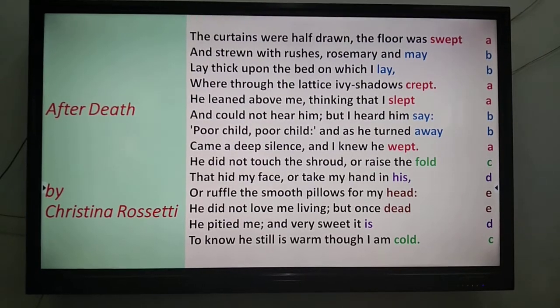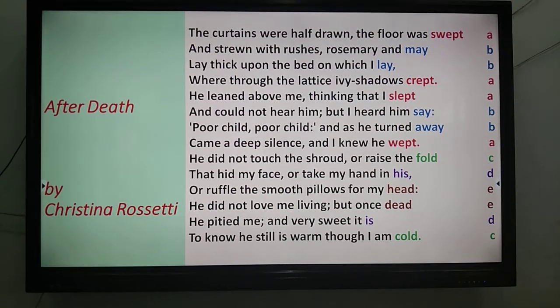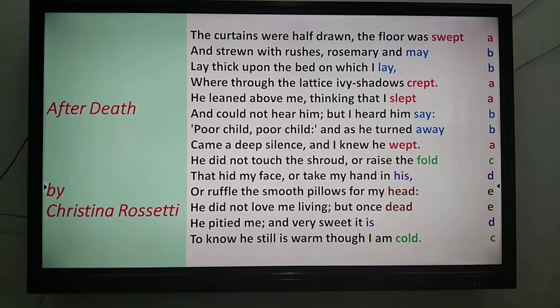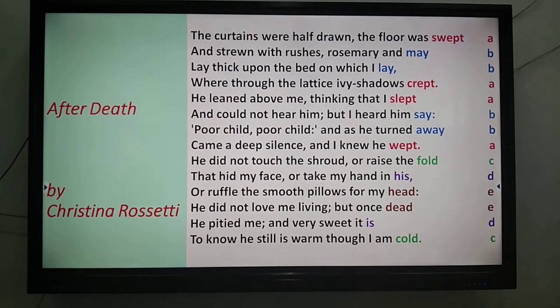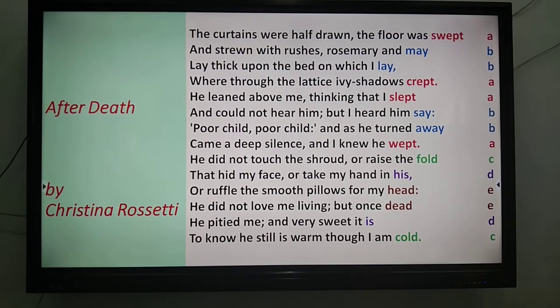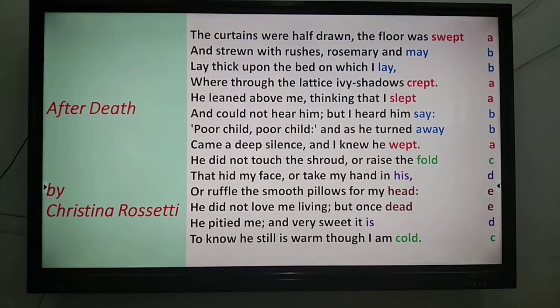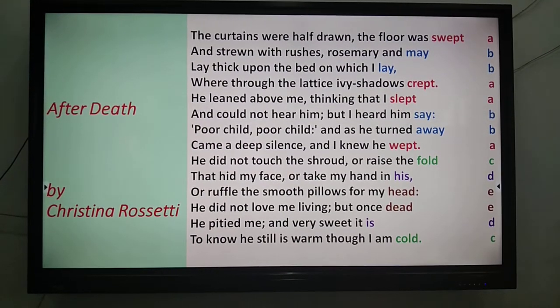Now let us see the meaning or the summary of this poem in short. So students, After Death. Now this poem describes a scene with the main character on her deathbed. So the person who has died is a woman, and the room is dark with curtains which are half drawn. The floor is swept, covered with rushes and blossom. Yes, so there are flowers, and a man enters and looks at the dead body. Now he does not touch the dead body, he does not touch the flowers or the pillow, because he does not want to disturb the sleeping woman in any way. He just looks at the woman and then he weeps and he cries.